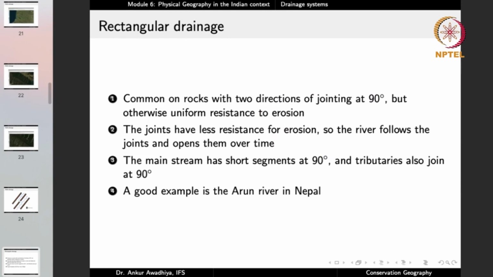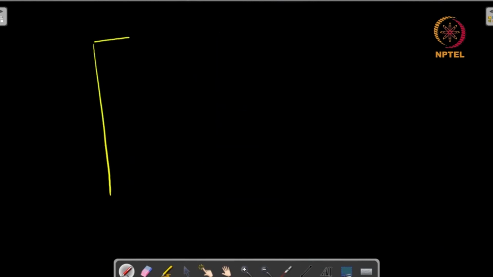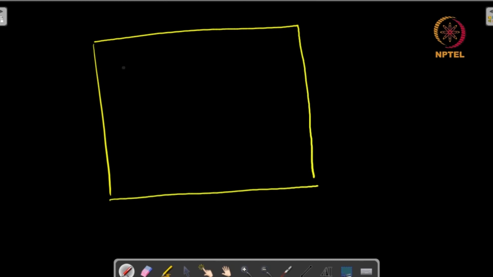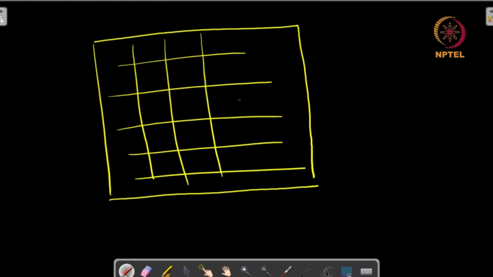Next we have rectangular drainage. It is common in rocks with two directions of jointing at 90 degrees, but otherwise a uniform resistance to erosion. Meaning that you will find it in such rocks where, suppose these rocks suffered a fracture in this direction. So these are all different fractures that have developed. But then it also suffered fractures in these directions.